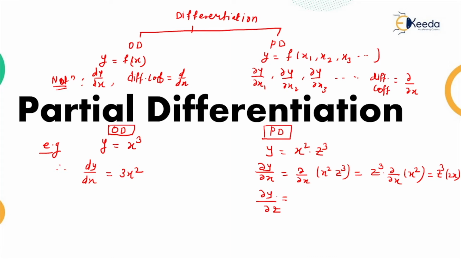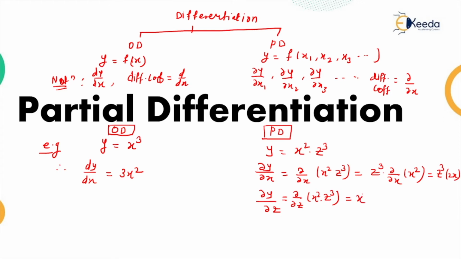Now observe also ∂y/∂z, that is ∂/∂z of y, which is x² into z³. So we have to take the differentiation of y with respect to z, keeping the other variables constant. What are the other variables here? With respect to only z we have to calculate.